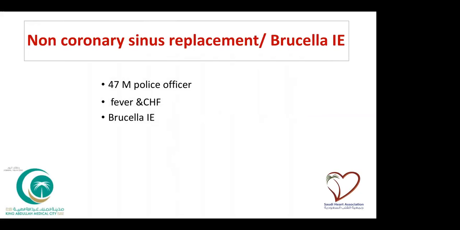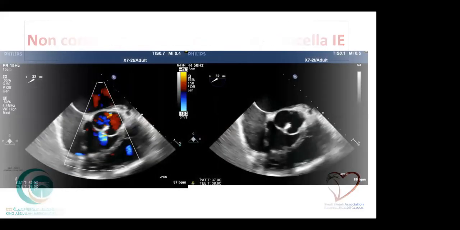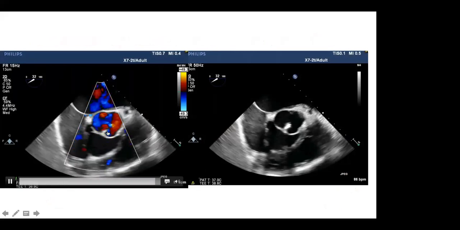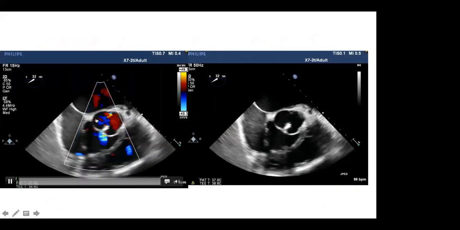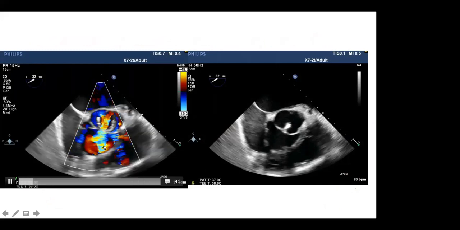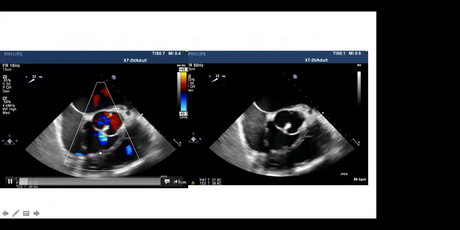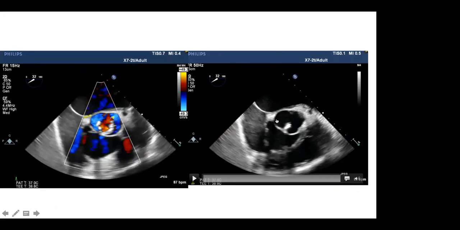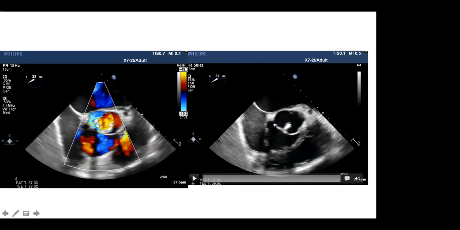The non-coronary sinus is very frequently involved in endocarditis, causing either a pseudoaneurysm or a fistula. Here is another case of Bruxelles endocarditis. The aortic root was bicuspid, but you can see a flow in the non-coronary sinus and a defect in the non-coronary sinus joining this cavity here. This used to be an abscess cavity, which, once there is no abscess, becomes a pseudoaneurysm. You can see it here without the color. This is the non-coronary sinus, opposite to the interatrial septum, and the defect is here.